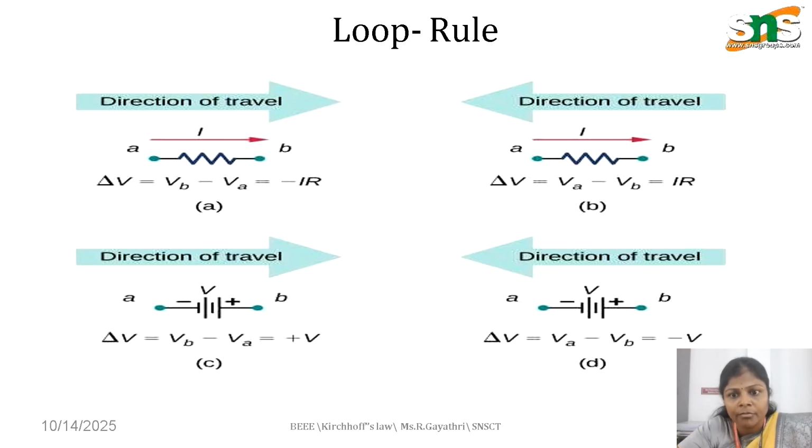When the direction of travel is from A to B, and the direction of travel is opposite to that, then the potential difference is VA minus VB, which is equal to IR. Then for a source, when the direction of travel is the same, VB minus VA is equal to plus E, and delta V, which is VA minus VB, is equal to minus E.